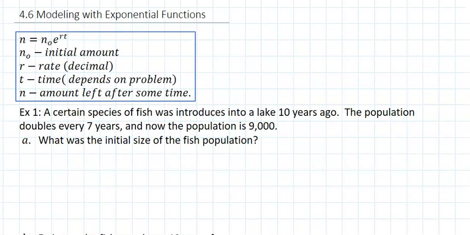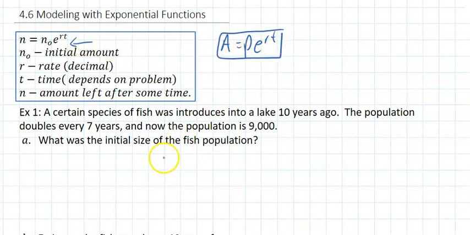Section 4.6 talks about modeling with exponential functions. So they have N equals N sub 0 e to the rt. We know about A equals P e to the rt. I'm going to use this instead.